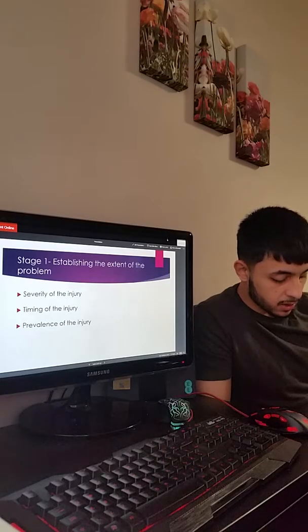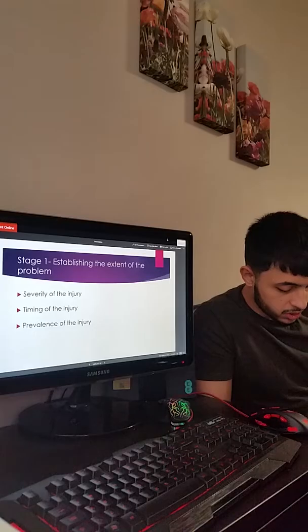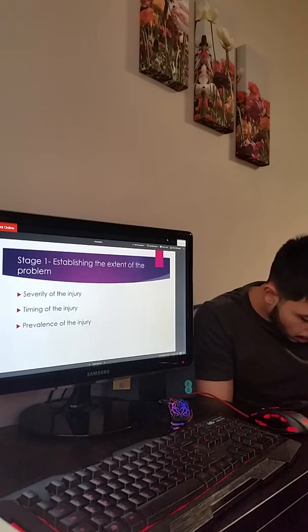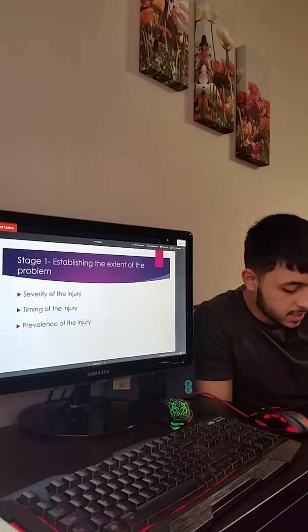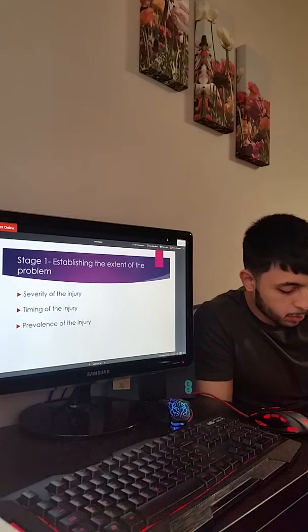When establishing the extent of the problem, there are three components which need to be taken into consideration. So the first one being the severity of the injury. Out of the two types of injuries, acute injuries tend to be more severe as they are associated with traumatic experiences which could possibly even scar someone for life. Acute injuries tend to be much more painful and it is difficult to cope with them.